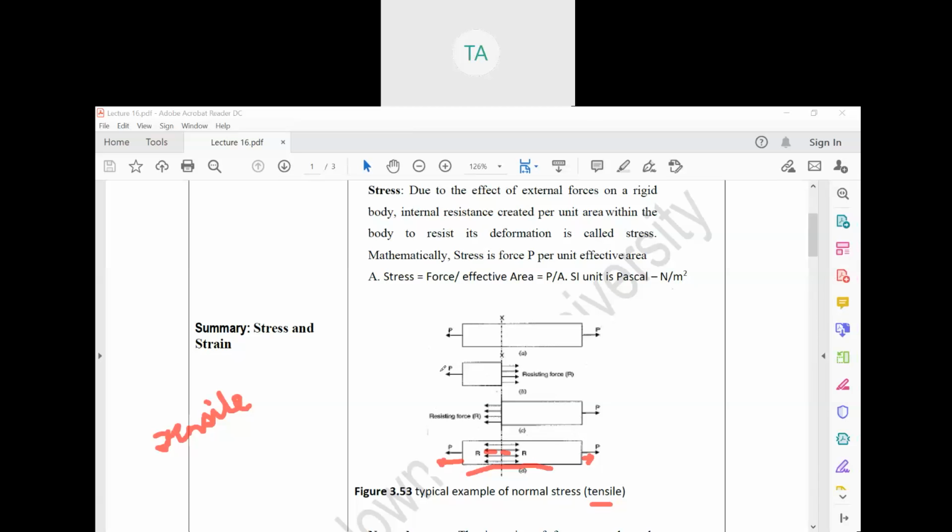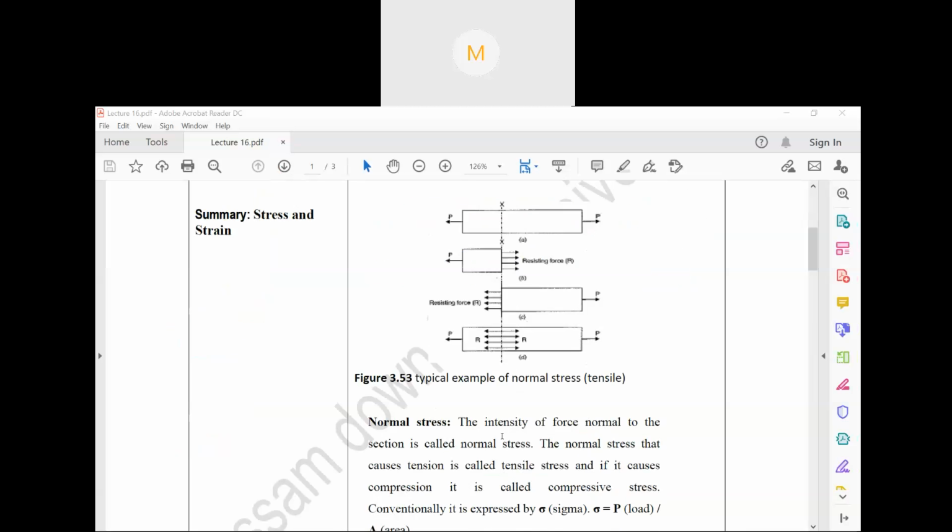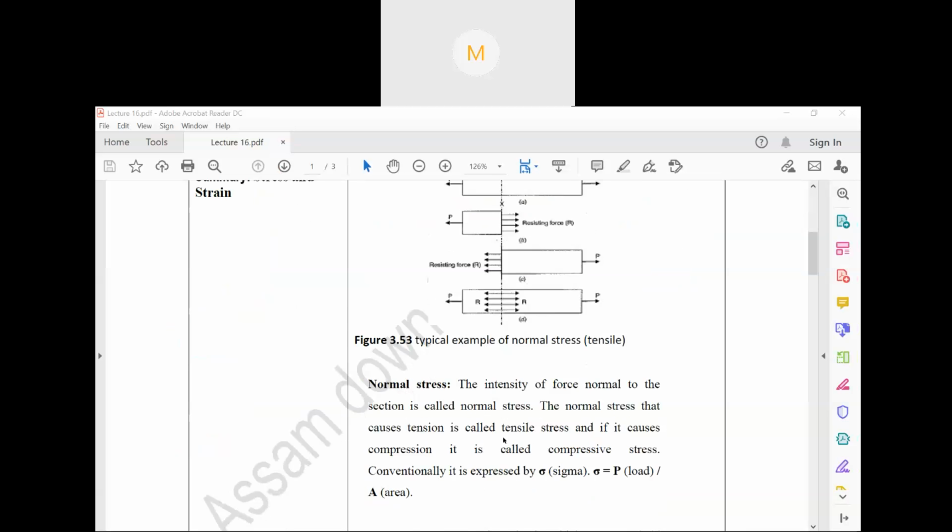Compressive, tensile, these things. So this is what? This is tensile. Now, if the arrows would have been in this direction, then it would have been what? Compressive. Okay. Then it would have been what? Compressive. So this is a typical example of normal stress.